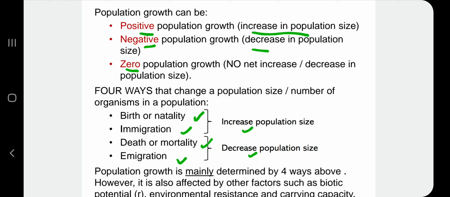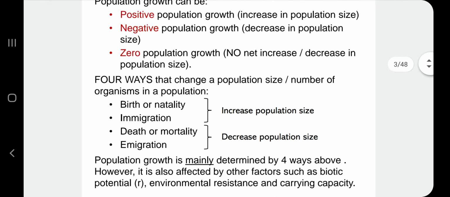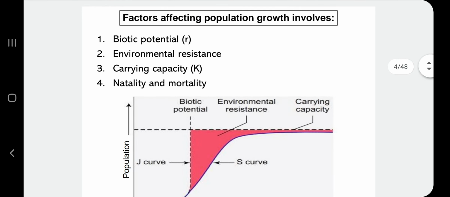Besides these 4, we have other factors that affect population growth or population size, which we want to discuss more. The first one is biotic potential, then environmental resistance and carrying capacity. And the last one, baru kita akan describe birth dengan death rate. For immigration and emigration, we don't focus more on them in our syllabus. So these are the factors that affect the population growth.